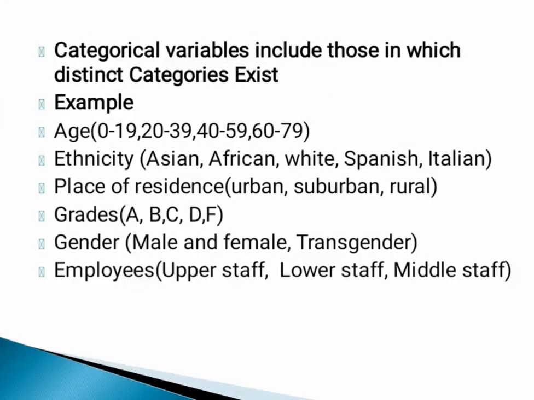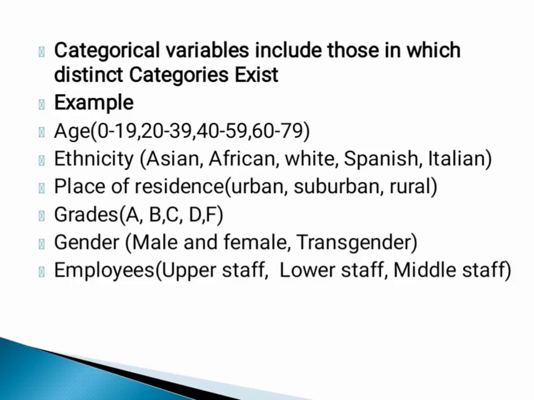Now we look at categorical variable examples. For example, if we want to study different age people and their behavior, their buying behavior, their eating behavior, their sleeping behavior, their study behavior, we can easily create an age bracket. For instance, 0 to 19, 20 to 39, 40 to 59, 60 to 79, and so on.